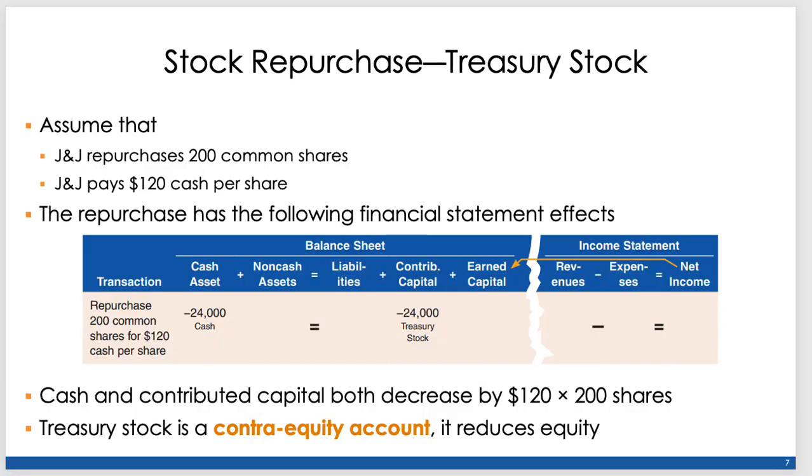Continuing on with this topic of repurchase of shares into treasury stock, if you see a transaction, for instance, here an example, J&J repurchasing 200 shares of common and paying $120 per share, you can see what happens here. It will pay out $24,000 in cash, and then that $24,000 is offset with this contra equity account, a negative balance of $24,000 in treasury stock.